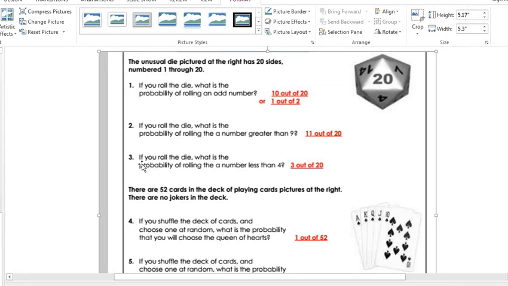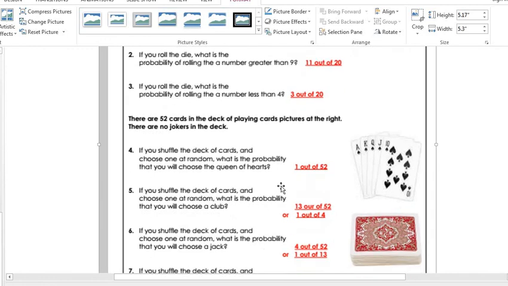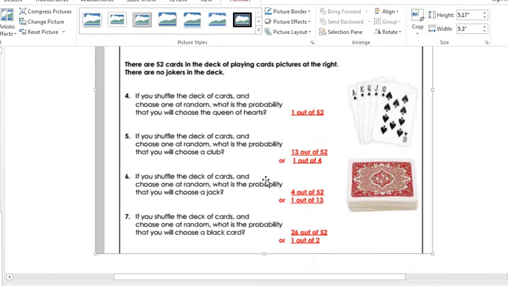Okay, if you roll the die, what's the probability of rolling a number less than 4? Okay, the numbers here less than 4 from 1 to 20. I have 1, 2, 3 numbers on my hand, so 3 out of 20. I know it's easy, it's very easy. Okay, the last exercise here.